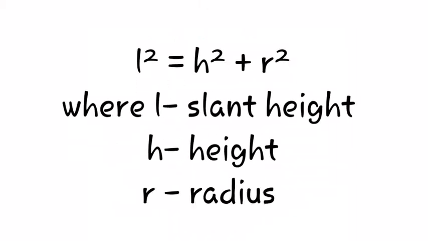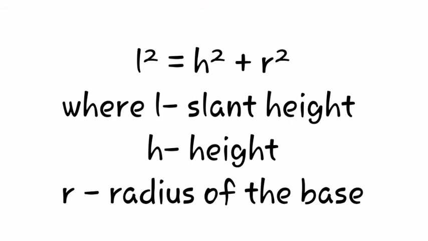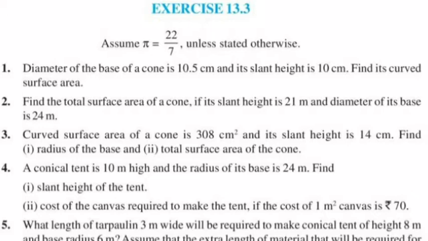There is a relation between L, H and R, that is slant height, height and the radius. That is L square is equal to H square plus R square. Okay. Next we can discuss the exercise 13.3 questions.